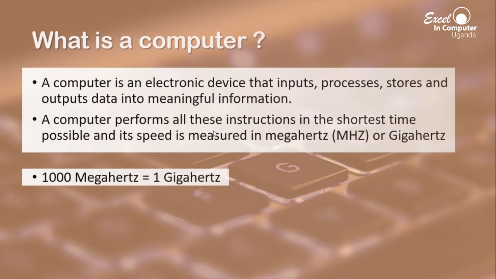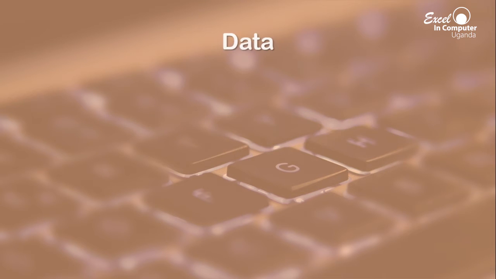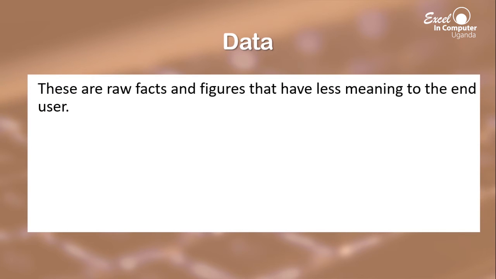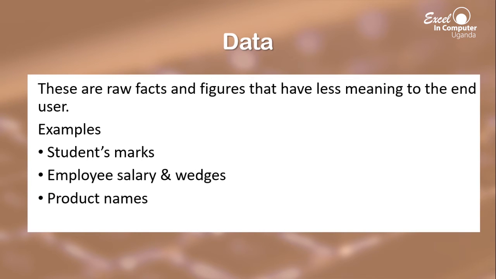After looking at the definition of a computer, we are going to be looking at data and information. We're going to first look at data. Data are raw facts and figures that have less meaning to the end user. Examples of raw data include students' marks, employee salary and wages, and product names. Raw facts are things that are just there, they're not processed. For example, if you have product names alone and prices alone, they have less meaning to you. So you need to process them to be able to get something meaningful out of them. So raw facts and figures that have less meaning to the end user, that is data.